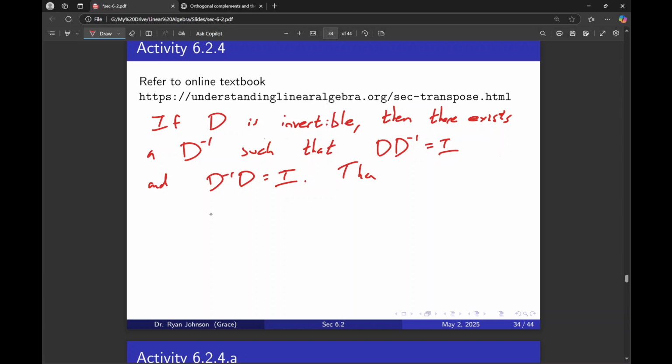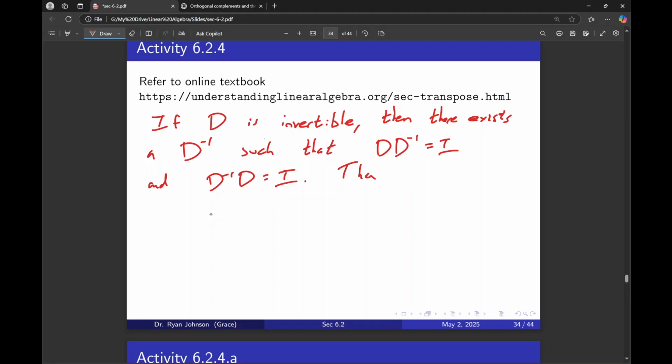Then, D times D inverse, take the transpose of both sides, equals identity transpose. And D inverse times D transpose equals identity transpose. Right? Because if two matrices are equal, the transposes will be equal. Doesn't that make sense? Okay.